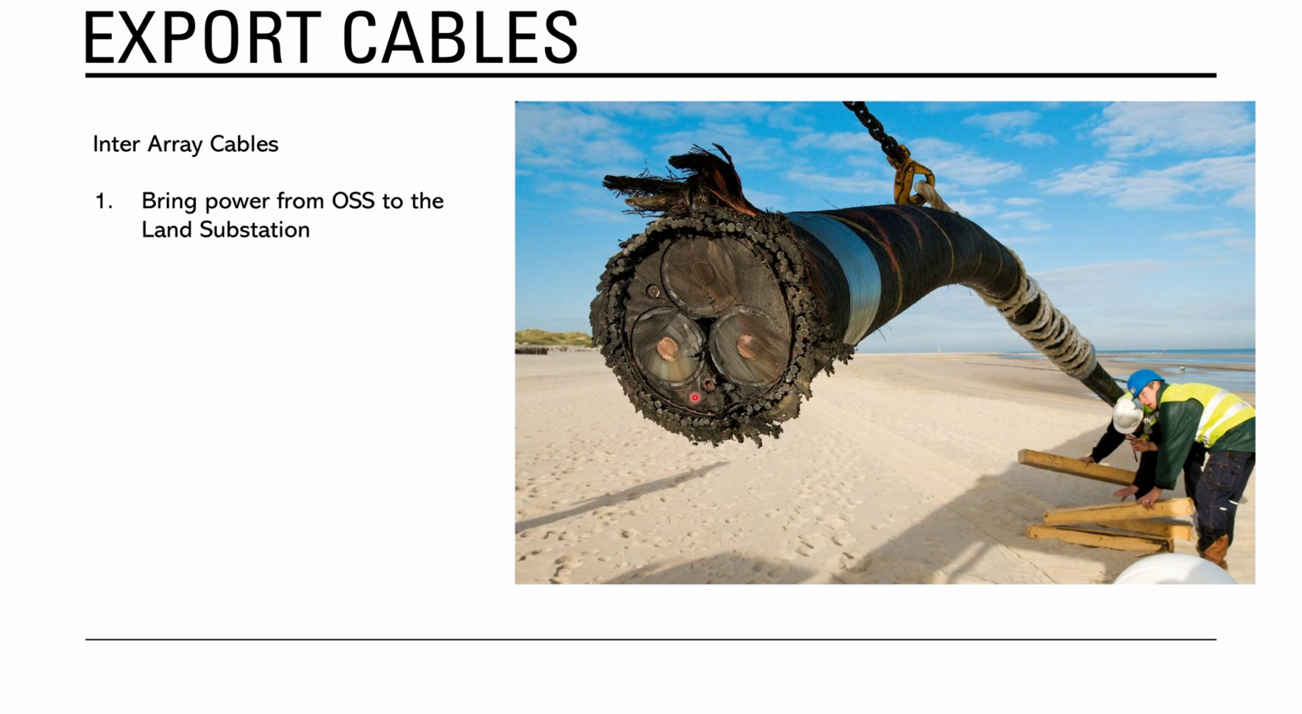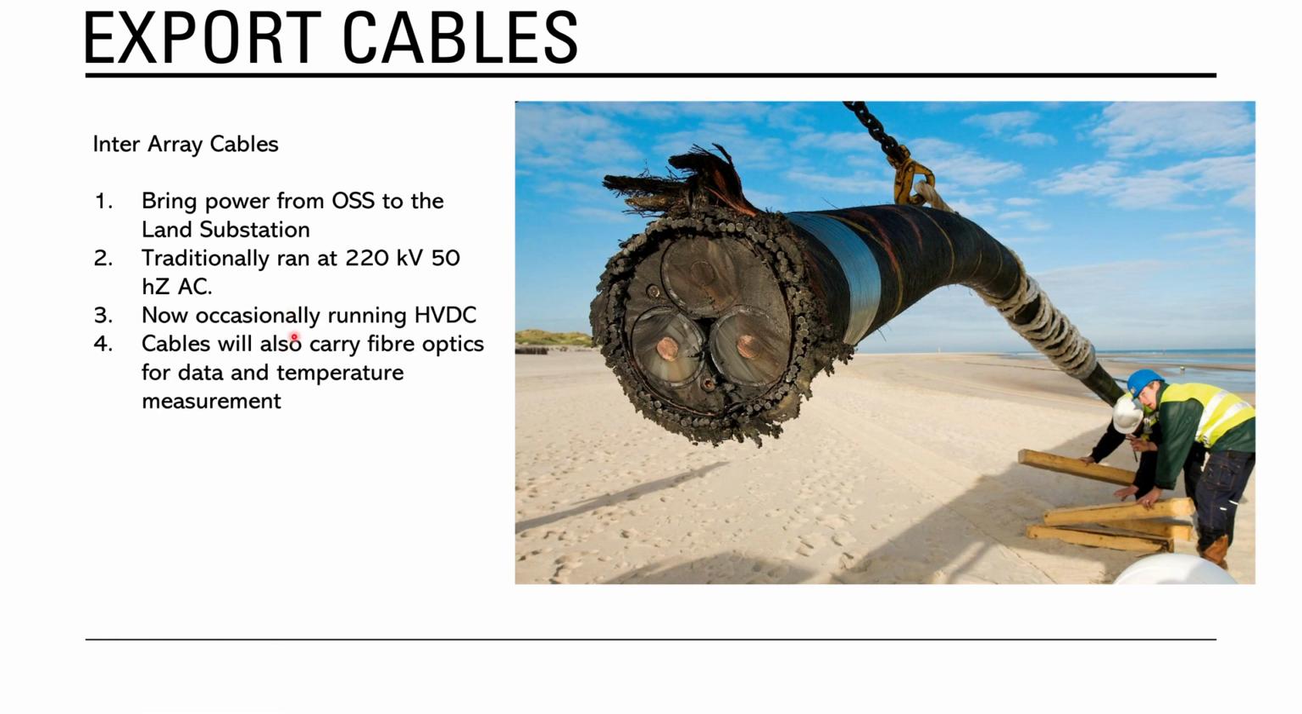So they bring power from the OSS to land, and as I said, they've traditionally been around 220 kilovolts of 50 hertz AC, and occasionally DC now. And they can have copper or aluminium. Again, usually the ones I've seen have been copper, but because copper has increased in price recently, a lot of projects are now going for aluminium.